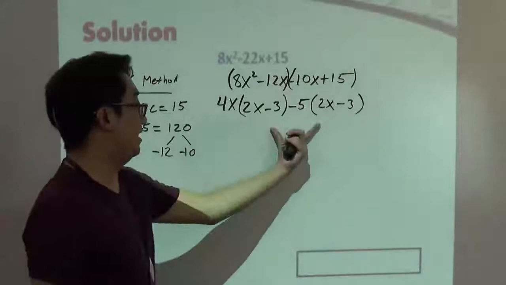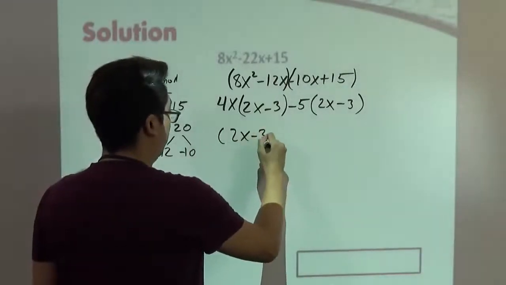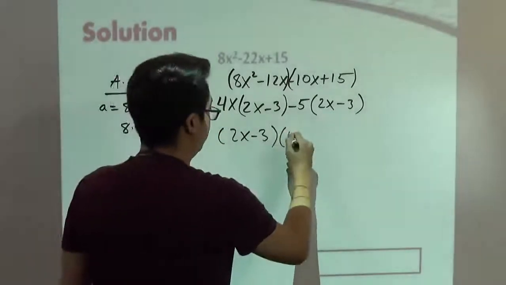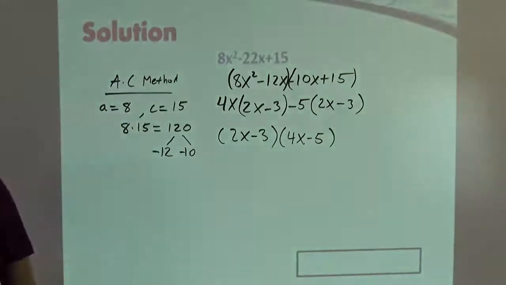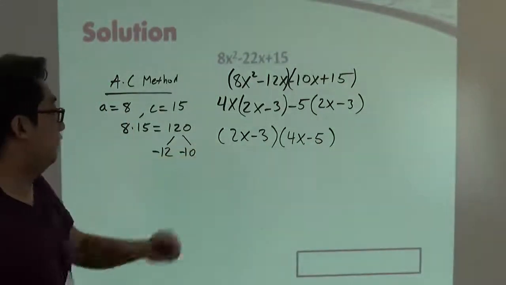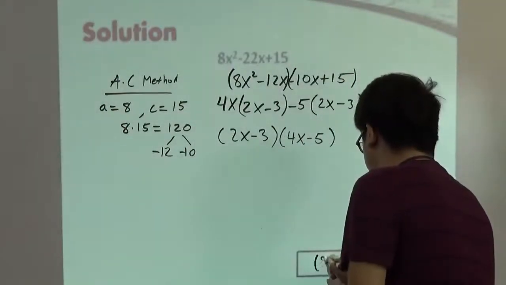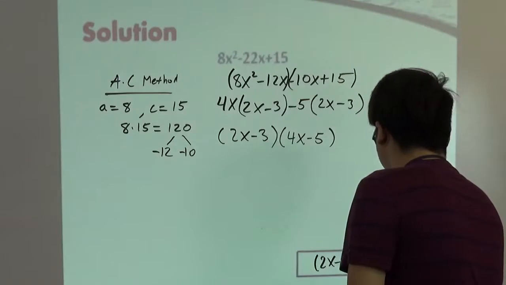Again, my parentheses are the same. I pull that outside, factor it out, and my leftovers should be 4x minus 5. So that should be my factored form of my quadratic equation: 2x minus 3 times 4x minus 5.